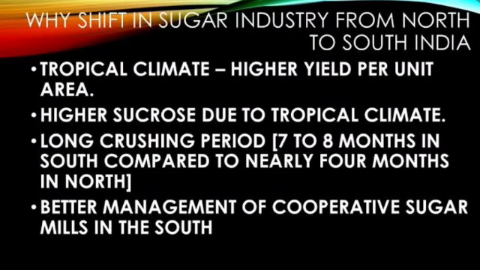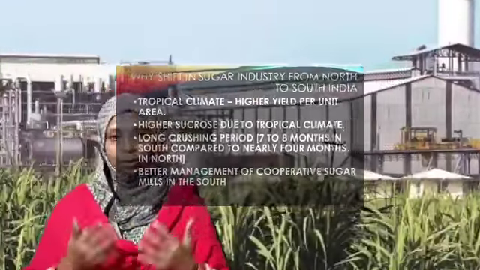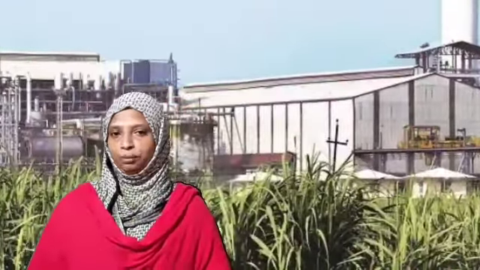And the proper working of the cooperative societies in South India is another important reason why the sugar industries are shifting from North India to South India. And here in South India, one more feature is that the sugar harvesting season is a little longer than in North India. So all these three reasons are the important factors which make a shift possible from North India to South India to locate or concentrate the sugar mills.